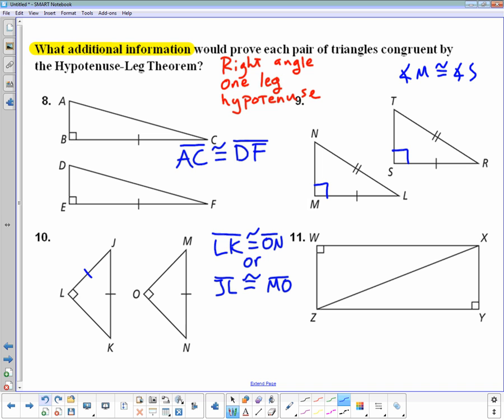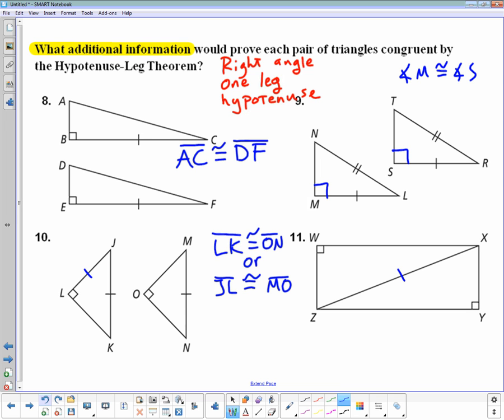Last one, number 11. What can we immediately mark? Juan, what can we immediately mark? For free. Yeah, XZ. How do you know that? What's that property called? Reflexive property. Very good. Okay, so we have a hypotenuse, we have a right angle, I need a leg. Somebody give me a leg. Not a wing or a thigh, I need a leg.